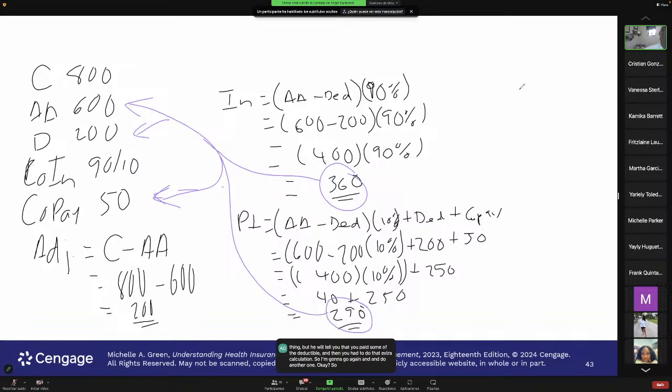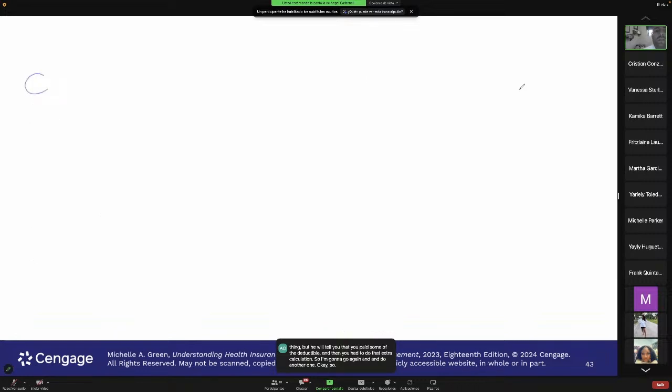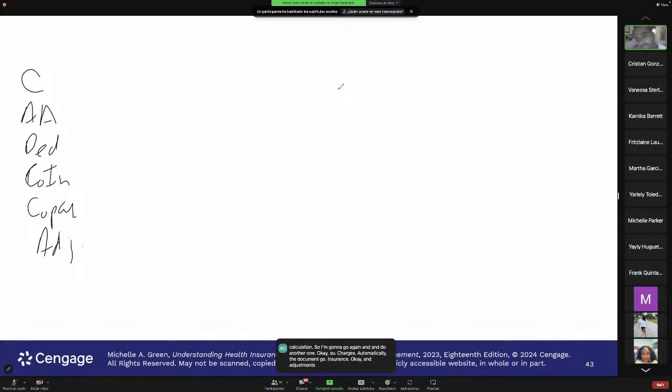Okay, so charges, allowed amounts, deductible, co-insurance, co-payments, and adjustments. I'm gonna say that the charges are gonna be some astronomical thing. Let's make it $10,000 surgery. The insurance is going to pay only $6,000, or the allowed amount is only $6,000.